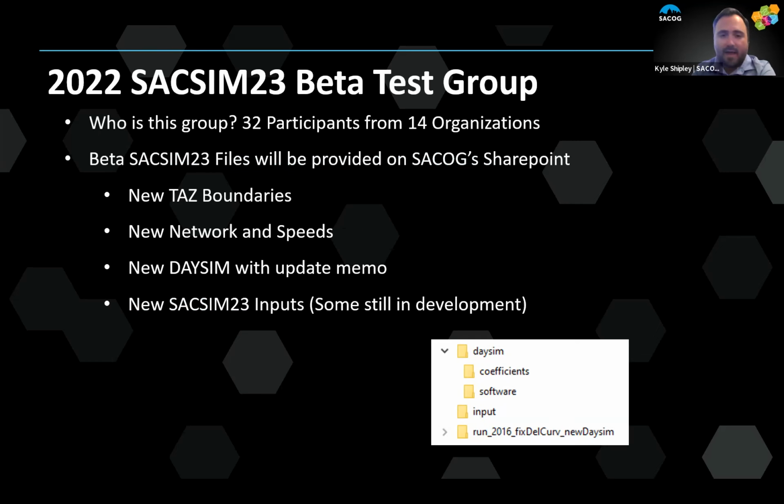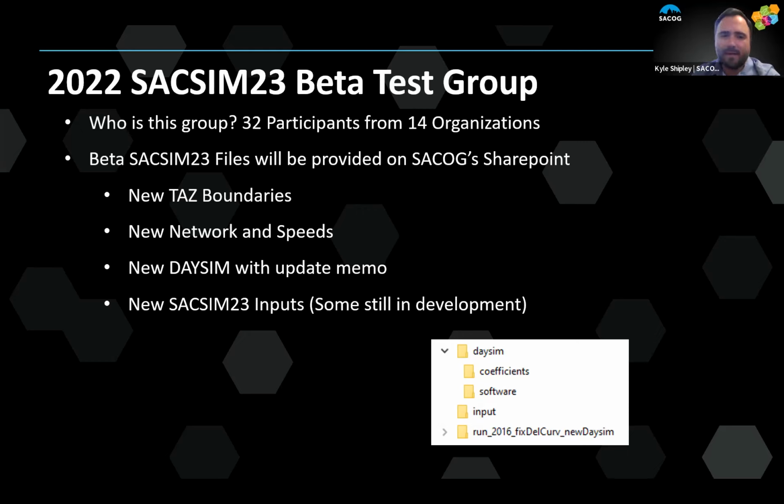So far in the event group, the question is, who is this beta test group? We have 32 participants, which is, I believe, more than last time. I think we were a little under 20 and 14 organizations, and so we were at 10. So I'm really happy about that participation. If you did not sign up for the beta test group but would like to, please reach out to us as soon as possible, and we will be able to put you on there, provided you sign the user agreement.